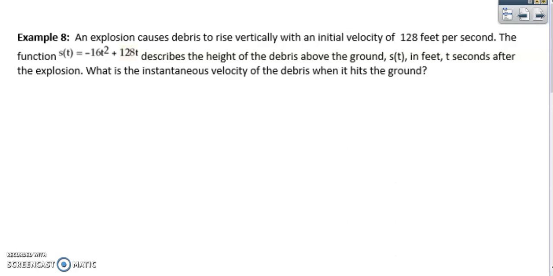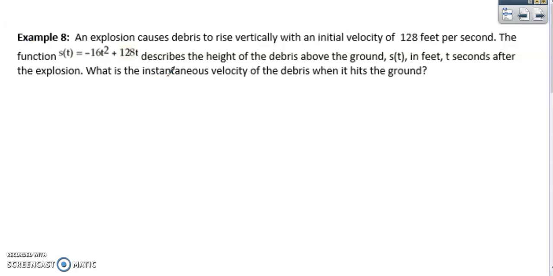All right, here we are for example 8, which says this: an explosion causes debris to rise vertically with an initial velocity of 128 feet per second. The function s of t is negative 16 t squared plus 128 t. And it describes the height of the debris above the ground, s of t, in feet t seconds after the explosion. And it asks us, what is the instantaneous velocity of the debris when it hits the ground?